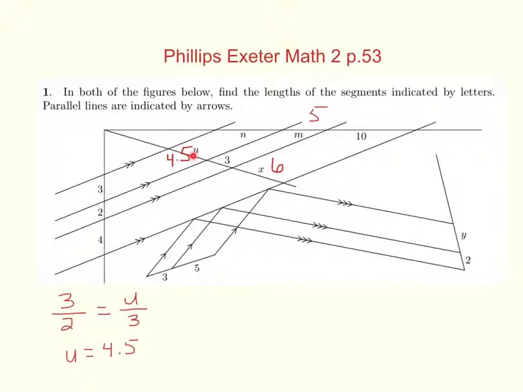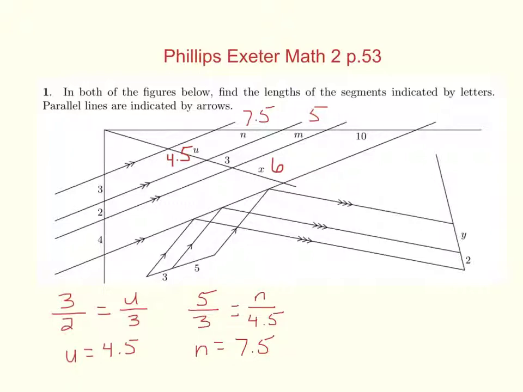No, you're close. If I went 5 over 3 equals n over what? 4.5. Yeah, it looks like 5 the way you wrote it, but it's 4.5. So you can go 5 over 3 equals n over 4.5, and cross multiply, divide by 3. When we get there? 7.5.